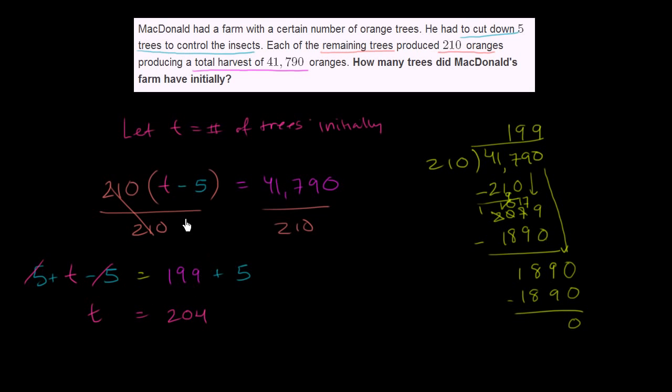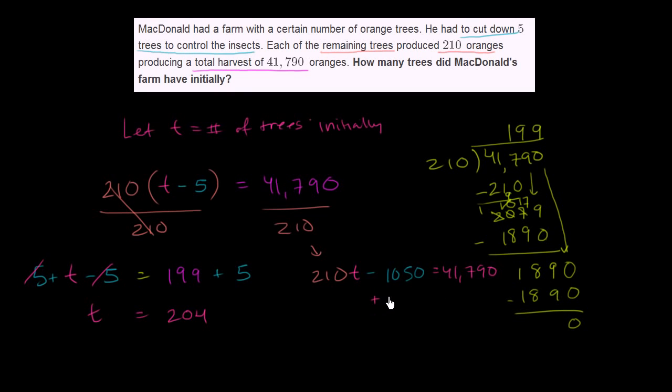Now, I told you there's multiple ways to do this. Instead of dividing both sides by 210, you could have decided to distribute the 210. And then you would have ended up with, let me do another alternate way of doing it, 210 times T minus 5 times 210. Actually, let me just multiply it out, so we save some space. 5 times 210 is 1,050. So 210T minus 1,050 is equal to 41,790. And then you could add 1,050 to both sides.